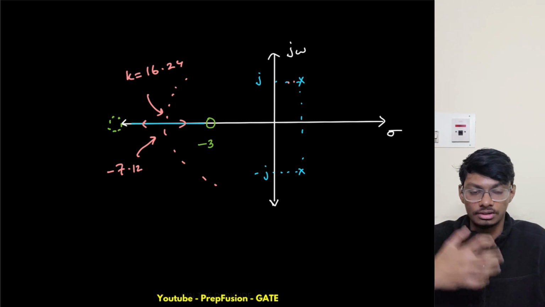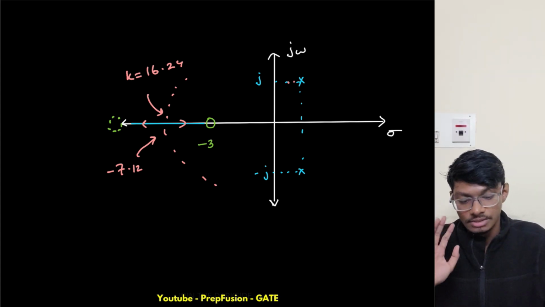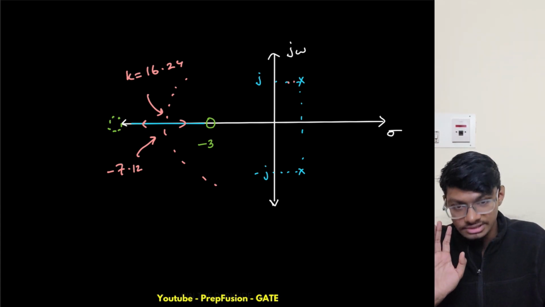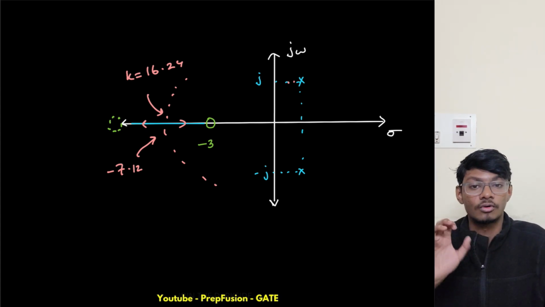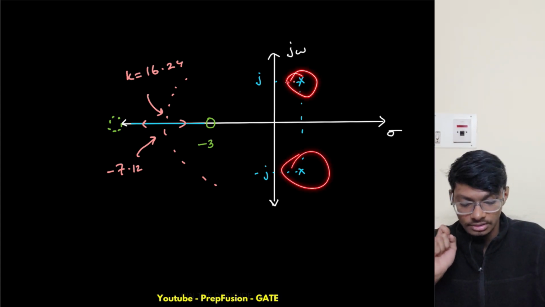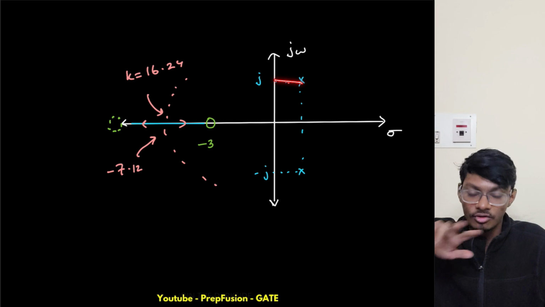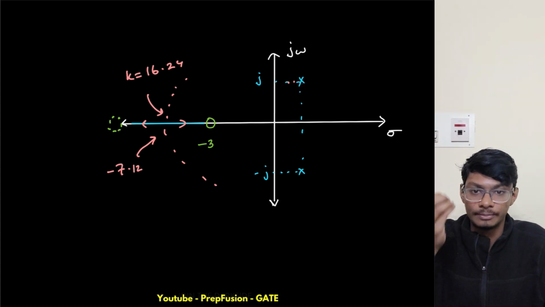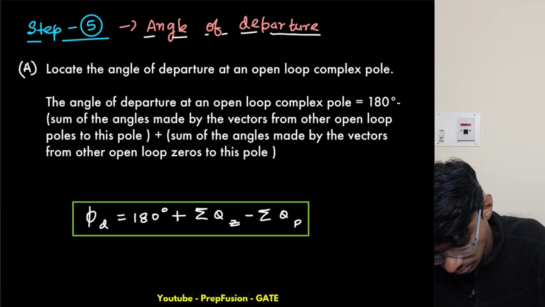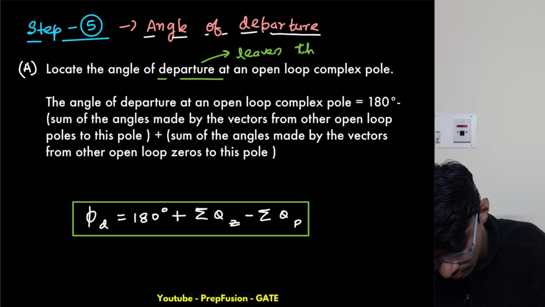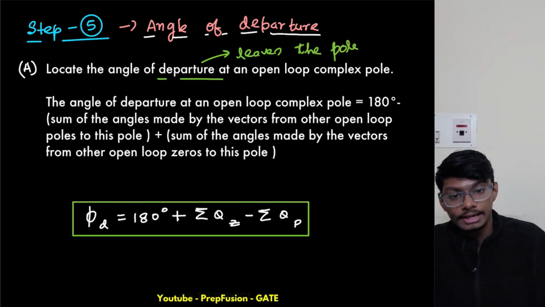For open loop zeros, I will explain again in the next few slides. But what I was getting at is, why is it called angle of departure? Why not arrival? It is called departure because you are departing. From where does my root locus start? My root locus starts from my open loop poles, so it is departing from here. My root locus is departing from this open loop pole, that's why it is known as angle of departure. It leaves the pole, okay.